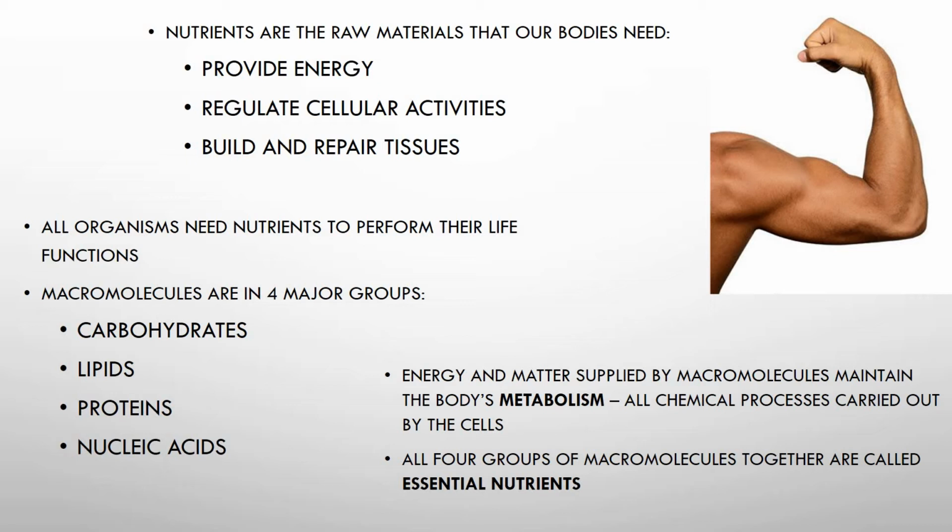Now, our energy and matter that's supplied by macromolecules maintain the body's metabolism. We hear this word metabolism a lot, and basically it's talking about the chemical processes carried out when we have these things in our body, how it breaks down chemically. And sometimes you may hear, oh, I have a fast metabolism or slow metabolism. That's just how quickly these chemical processes happen in these individuals. Now, all four groups of macromolecules together, we call essential nutrients.